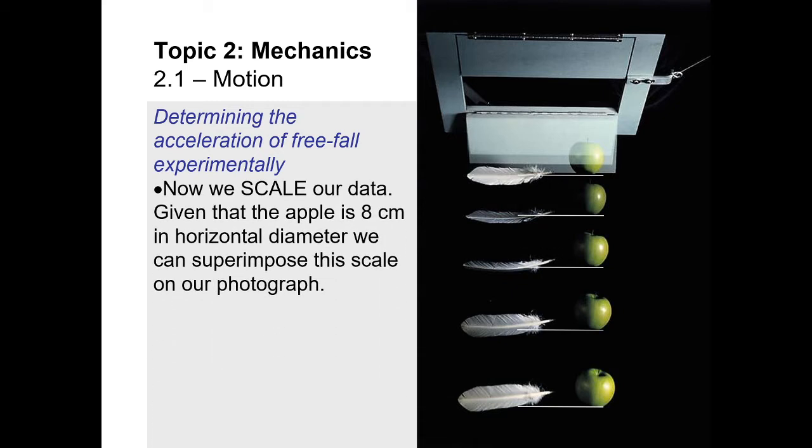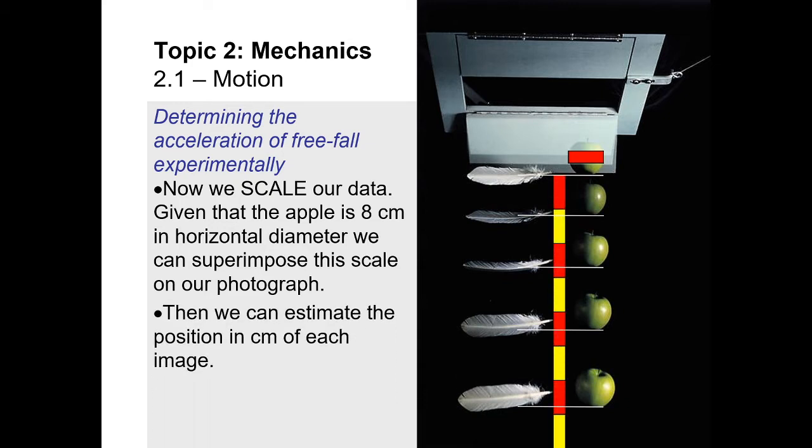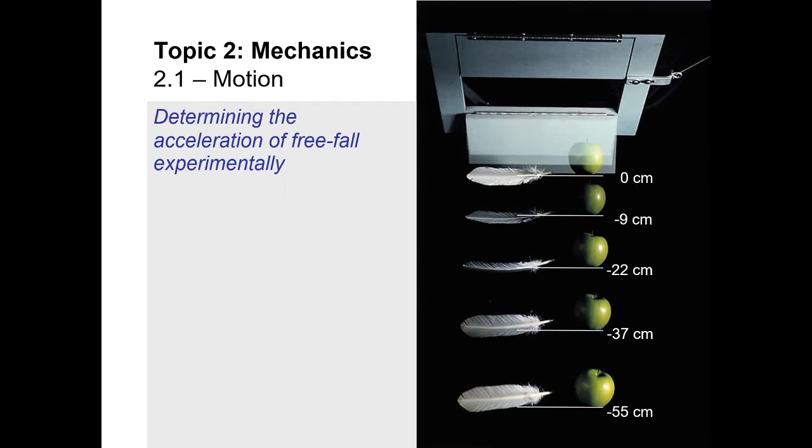Okay. Now let's choose a scale. Earlier, the horizontal diameter of the apple was found to be 8 centimeters. Okay, so then we superimpose that scale on top of the entire vertical range here, so we can produce measurements. All right, don't forget, this is just a photograph. All right, so now we can estimate the position in centimeters of each image, starting off with 0. Just notice here, 0 doesn't start where it's first dropped, it starts a bit lower, so just keep that in mind. 0, minus 9, minus 22, minus 37, and minus 55 centimeters.